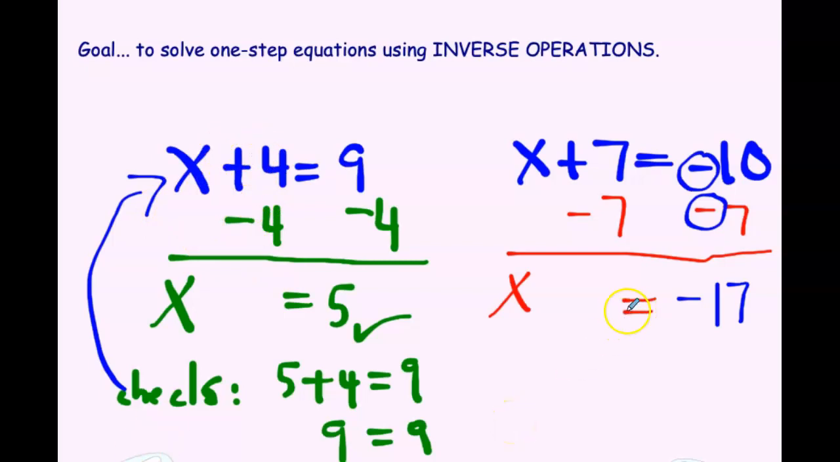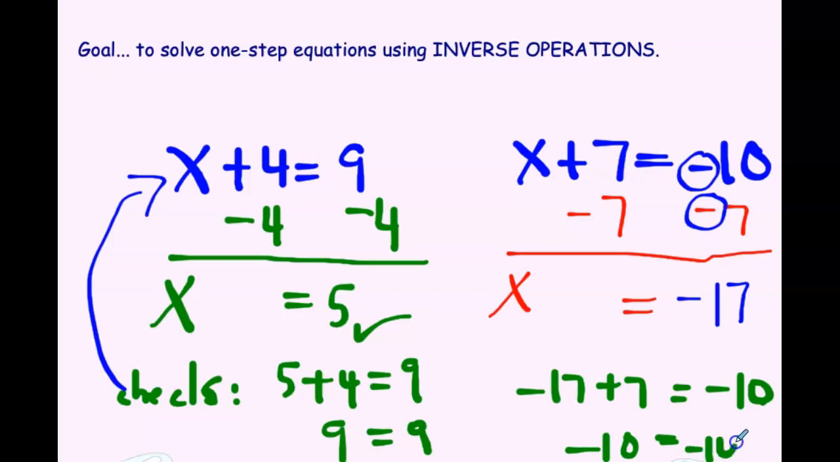If we want to check if x equals negative 17 is correct, we always just go back. That's negative 17 plus 7 equals negative 10. Using the rules for adding integers, negative 17 plus 7 is negative 10. So with that said, we know that x equals negative 17 is correct.